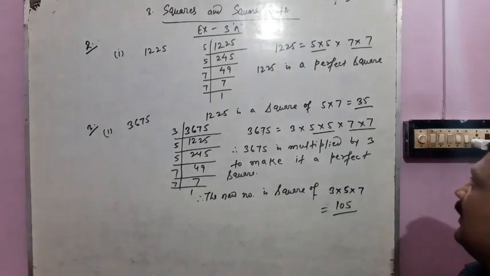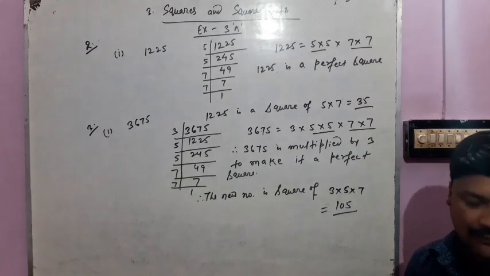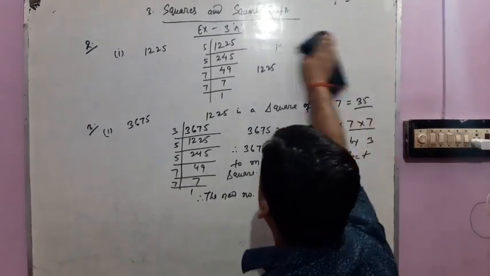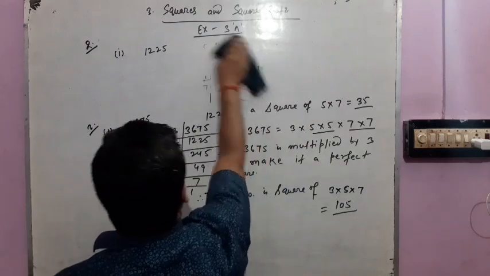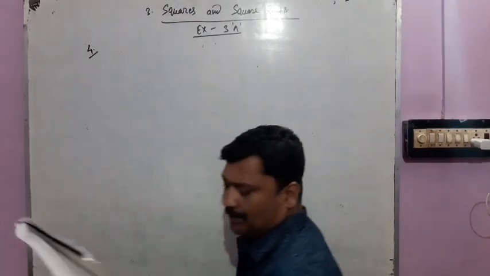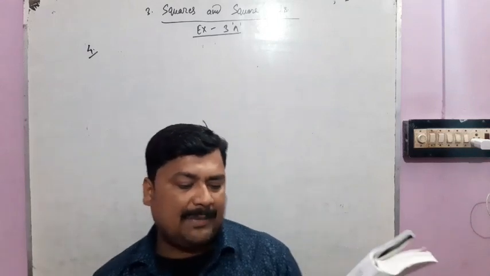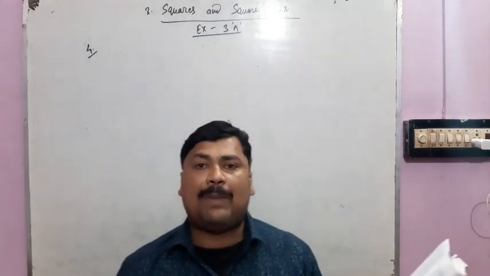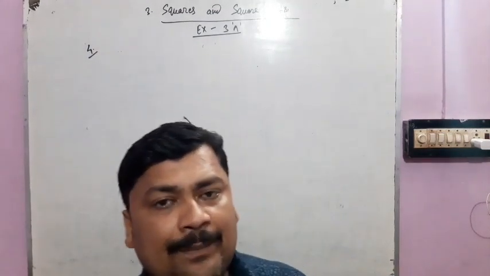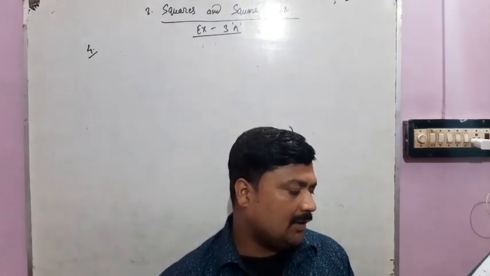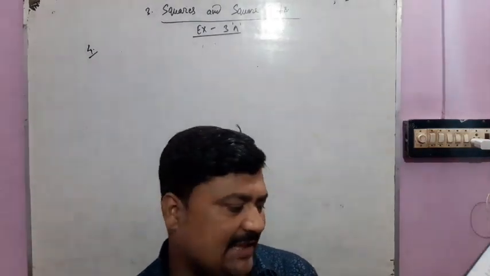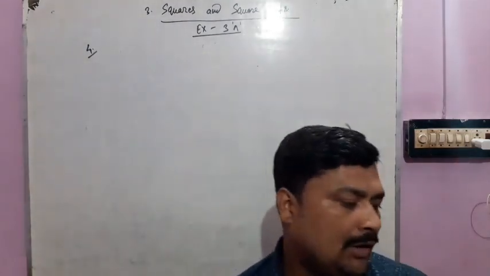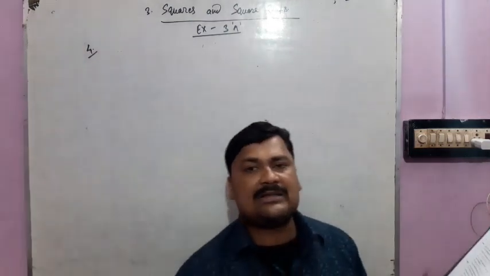Okay students. Now moving on to the next question, question number 4. In question number 4, by what least number should the given number be divided to get a perfect square number? Here some numbers are given and we have to find by what least number we should divide the given number to make it a perfect square. One more instruction here. In each case you have to find the number whose square is the new number.